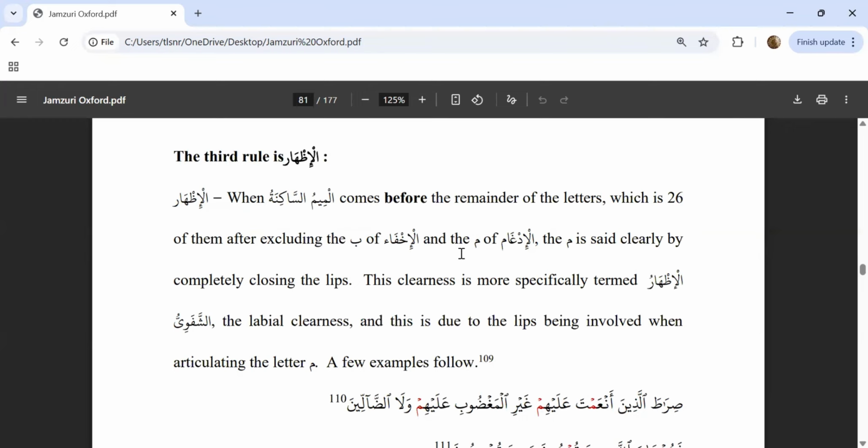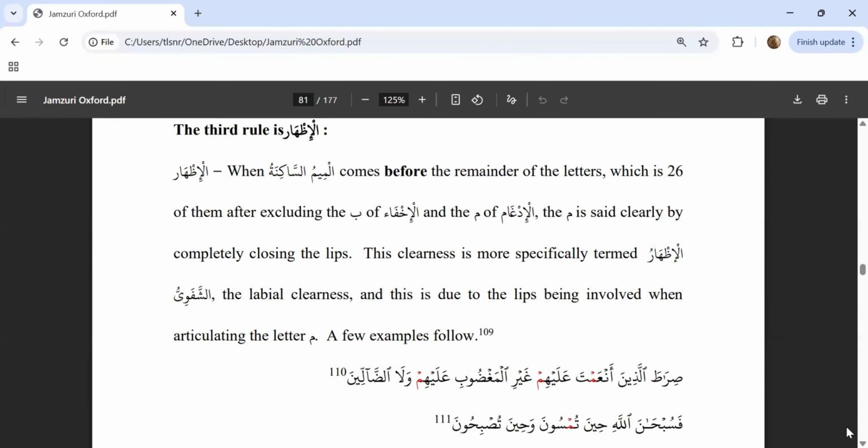So when we have that mim sakina and it comes before the remainder of the letters, which are 26, after we exclude the ba of ikhfa and the mim of al-idgham, the meme is said clearly by completely closing the lips. And again, this is termed al-idhar al-shafawi, the labial clearness. And again, that's due to the lips being involved when we are articulating the letter meme. And we have many examples of this in the Mus'haf.